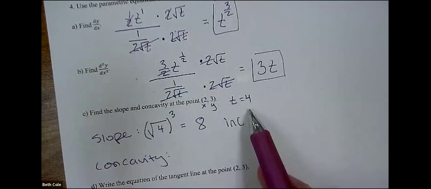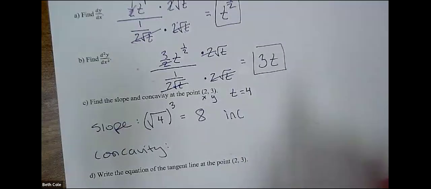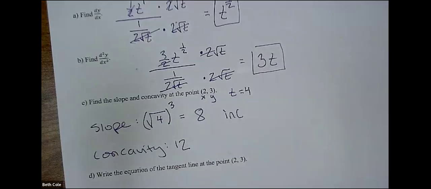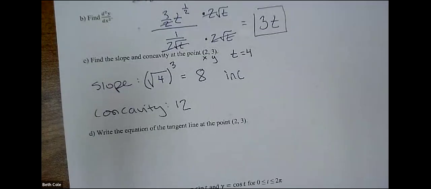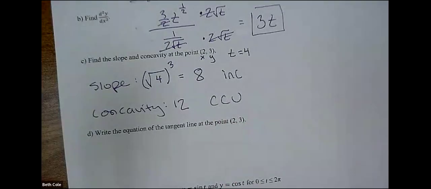We're going to plug 4 into our second derivative, which would give us 12, which is also positive. Now, what does concavity tell you? Because that's not increasing, decreasing. Concave up. Good. So concave up, since that's positive, and your reason would be because second derivative is positive at that point. Cool. Good job. And then we reviewed that.